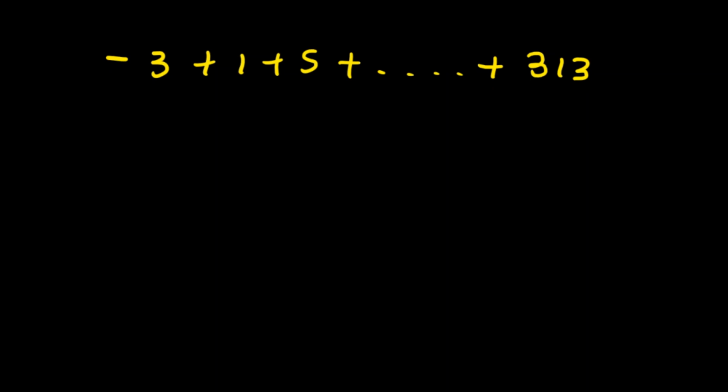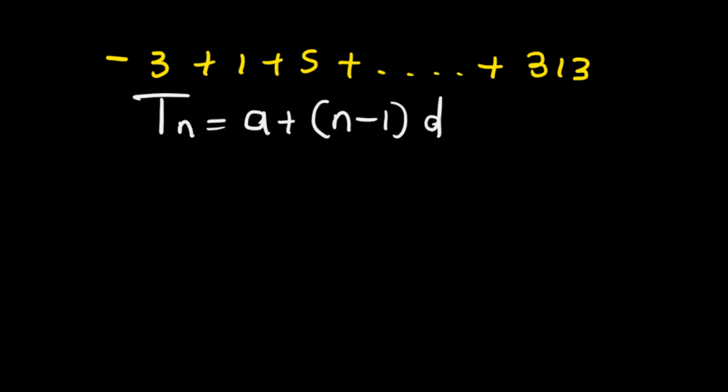Hi, in this video we're going to be identifying the number of terms of an arithmetic series. So given an arithmetic series of -3 plus 1 plus 5 plus going all the way up to 313, which is the last term, to identify the number of terms of the series, we're going to use the formula Tn equals a plus (n minus 1) multiplied by d.